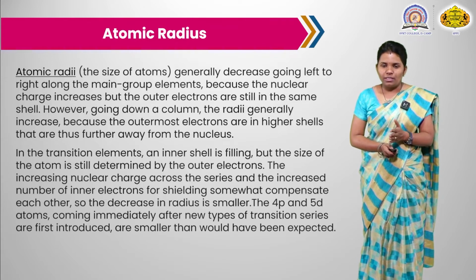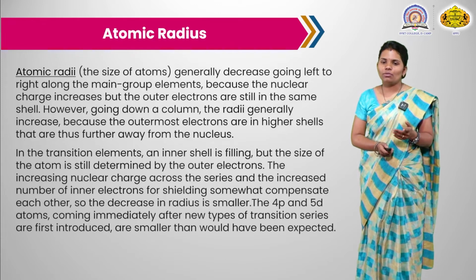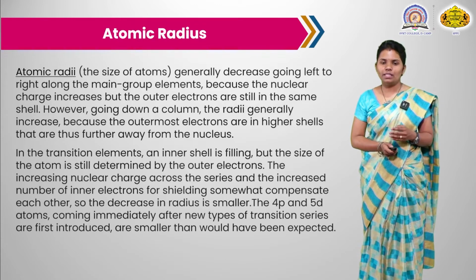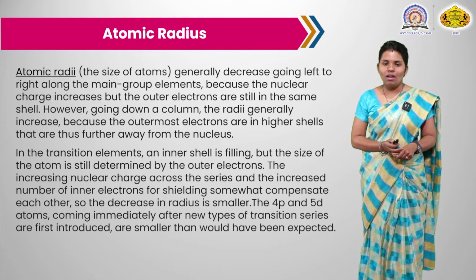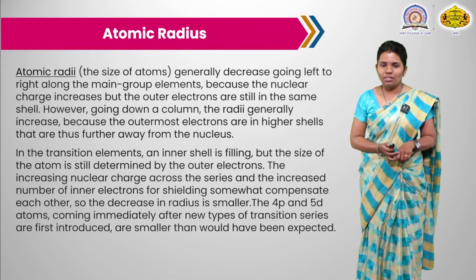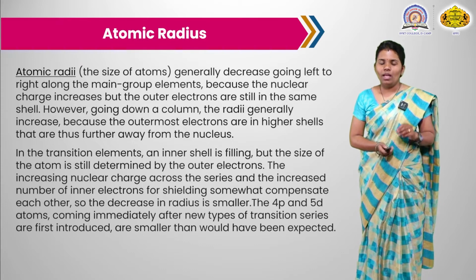In the transition elements, an inner shell is being filled, but the size of an atom is still determined by the outermost electron. The increasing nuclear charge across the series and the increased number of inner electrons for shielding somewhat compensate each other. So, the decrease in radius is smaller.